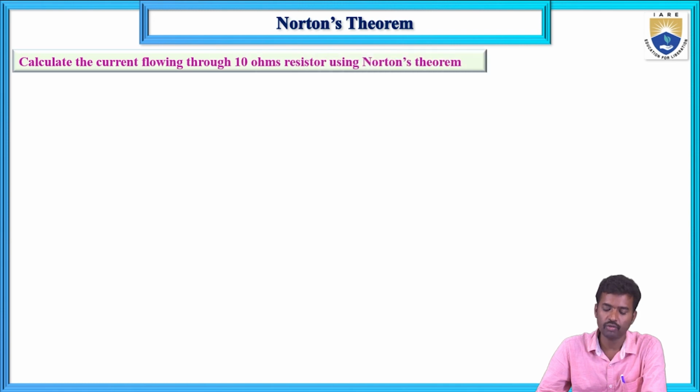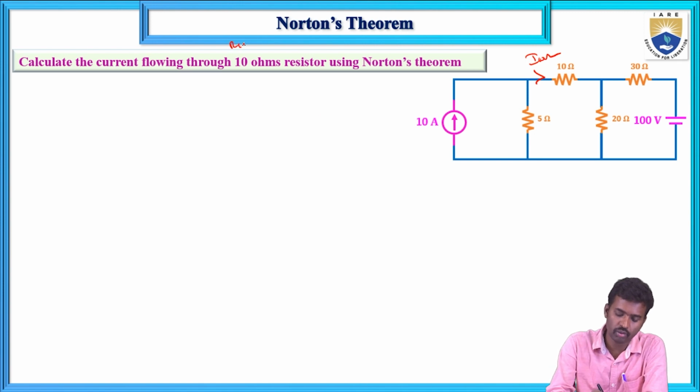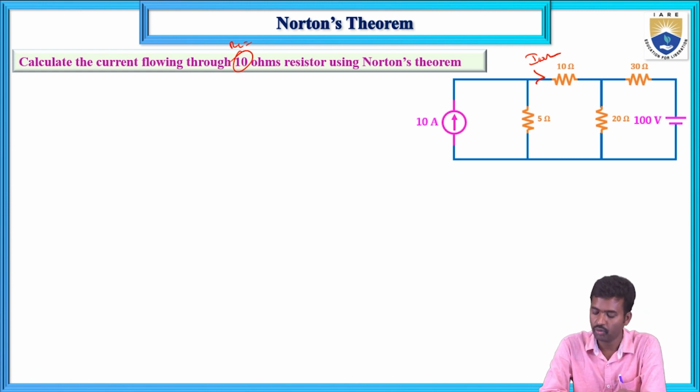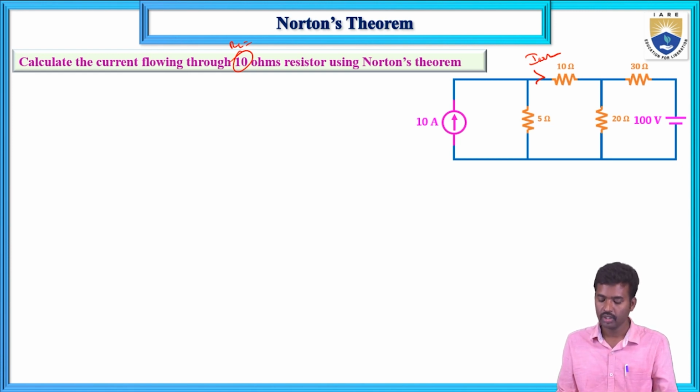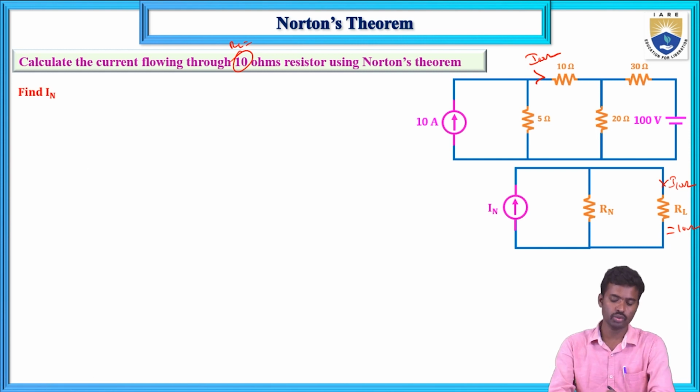Next, calculate the current flowing through the 10 ohms resistor using Norton's theorem. The 10 ohms resistor is the load resistance, RL equals 10 ohms. What are the elements here? A 10 amp source, a 100 volt source, and 4 resistors: 5, 10, 20 and 30 ohms. Only one current source and one voltage source are present. The circuit is replaced by IN and RN connected across the load terminal, with RL equal to 10 ohms, and you need to calculate the current flowing into the 10 ohms. Now IN can be calculated. First, IN equals, first draw the circuit.